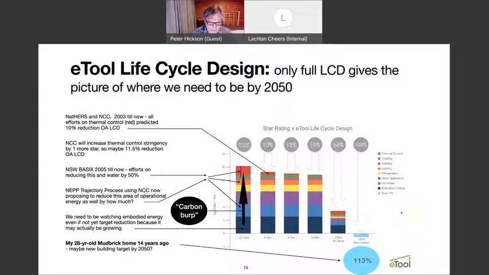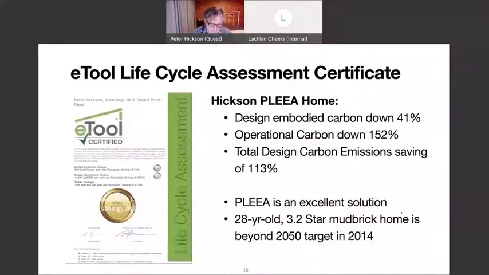Passive low energy earth architecture deserves an express pass to compliance, or at the very least an appropriate assessment criteria based on other metrics that I've mentioned. This is the E-Tool Global Emissions Certificate for my home. Designed embodied carbon is down by 41% on the base building. It is well down and certainly not up.